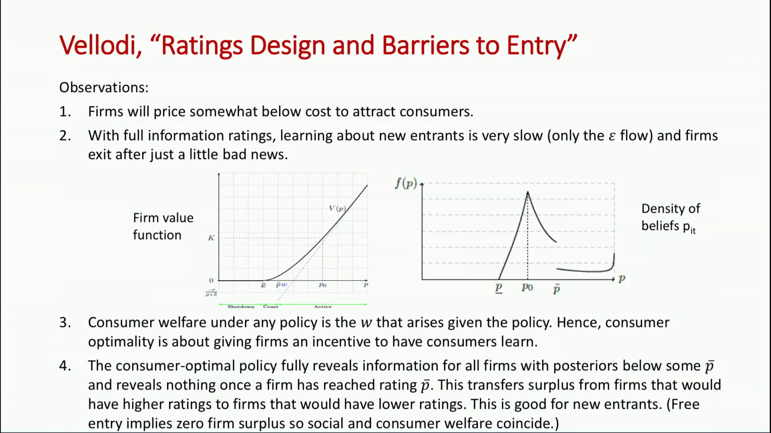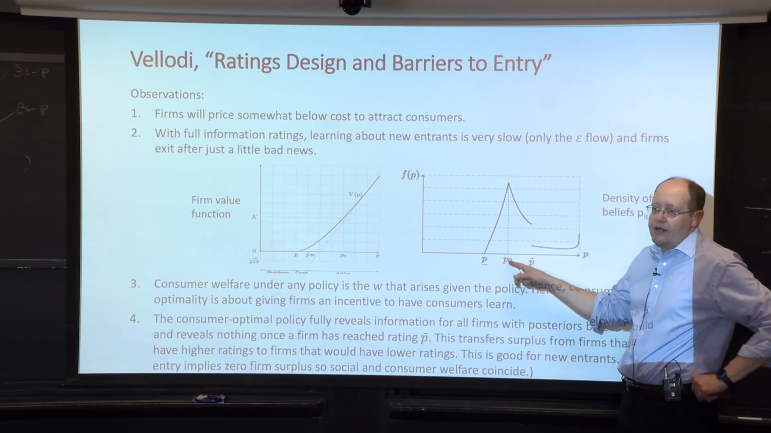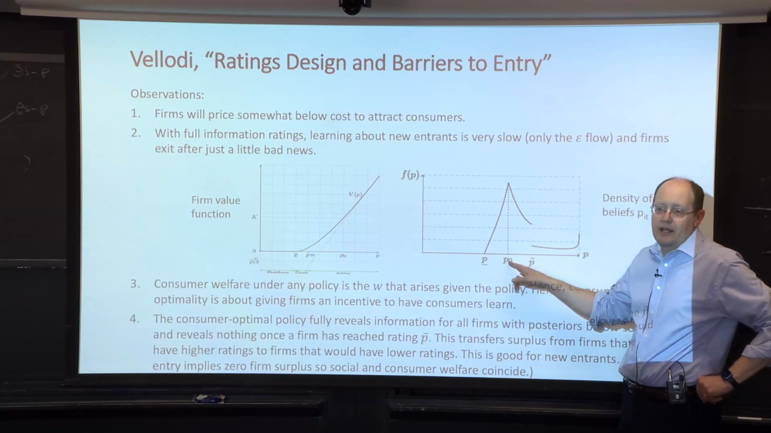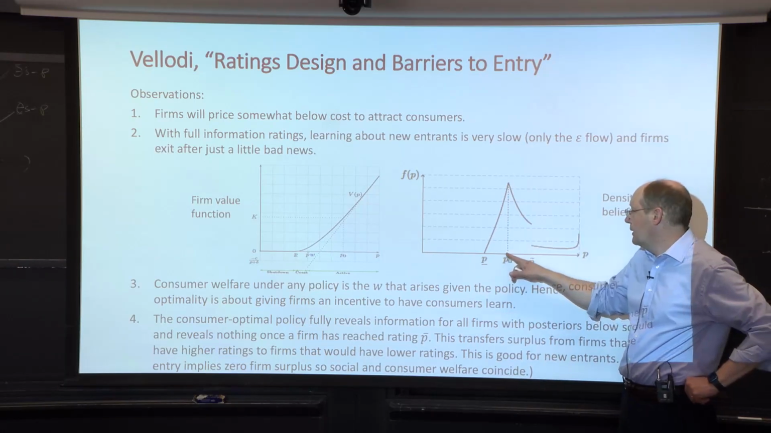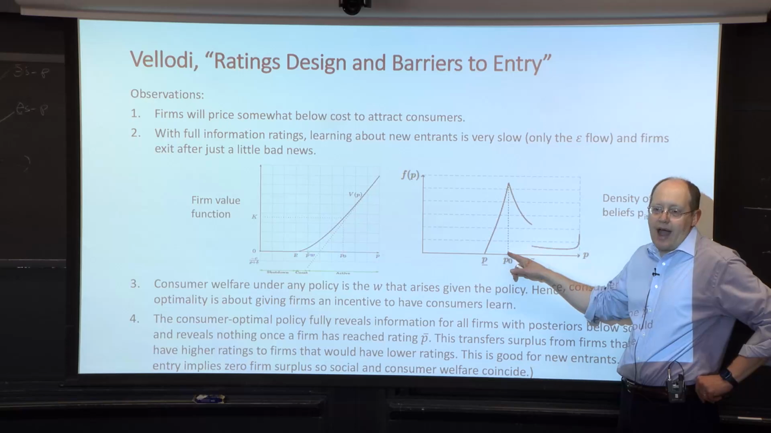With full information, learning about new entrants is very slow, and firms exit after they just get some bad news. So here is an example where P naught, the prior, is in the range where you're not in the money on customers. At a P naught restaurant, you're not getting very many. You're out of the money, and customers are not coming to you.